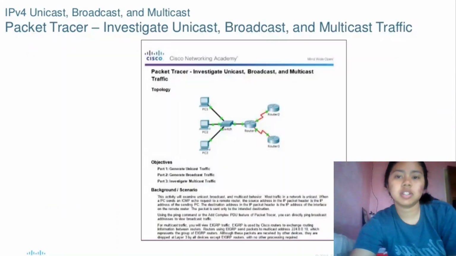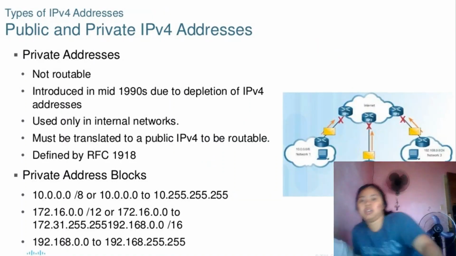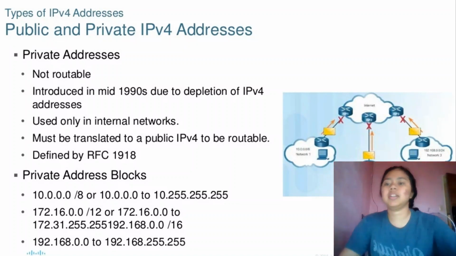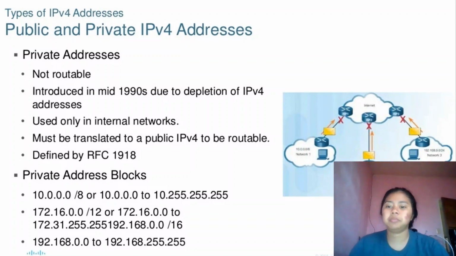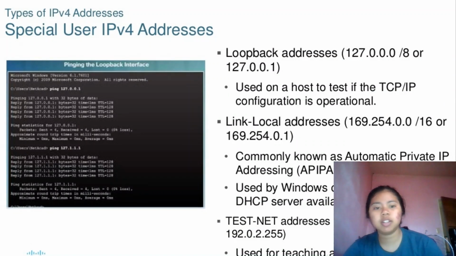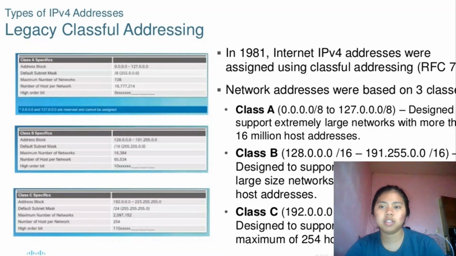Multicast, one to a select group. Public and private IPv4 addresses. Private address blocks. Special use IPv4 addresses: loopback addresses, and link-local addresses, commonly known as automatic private IP addressing.